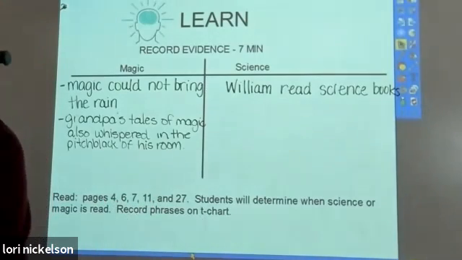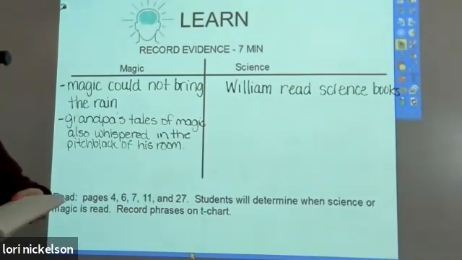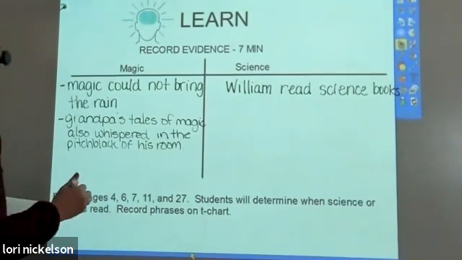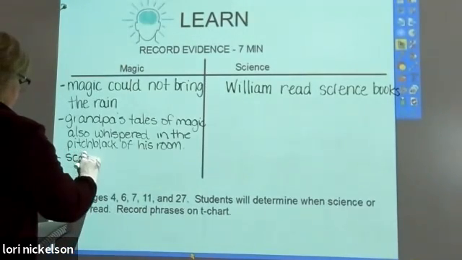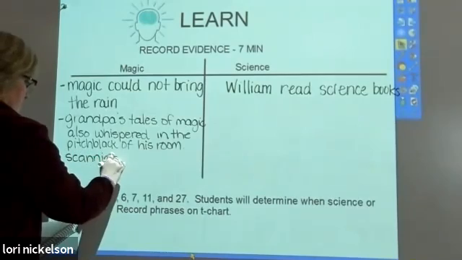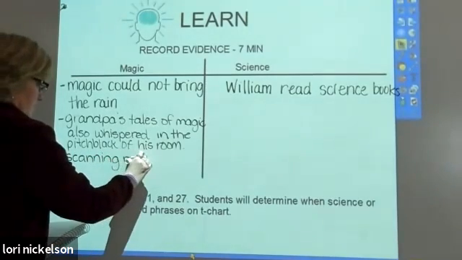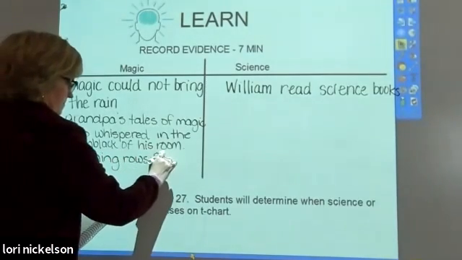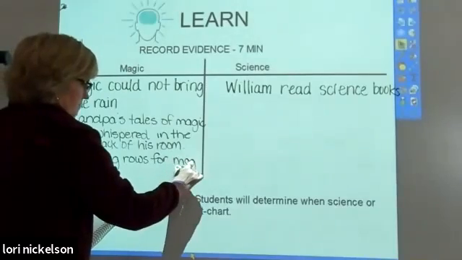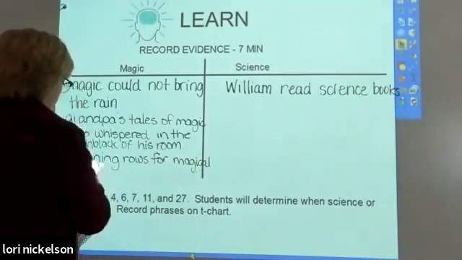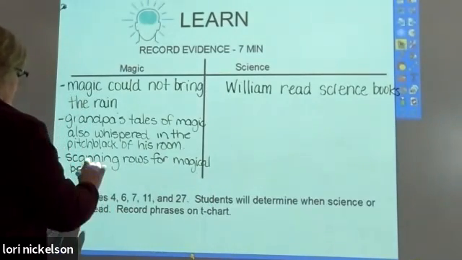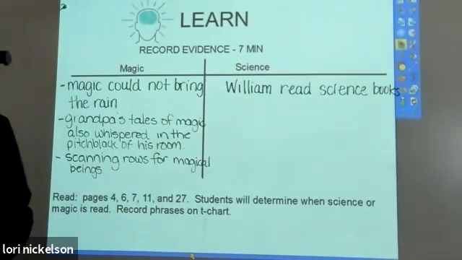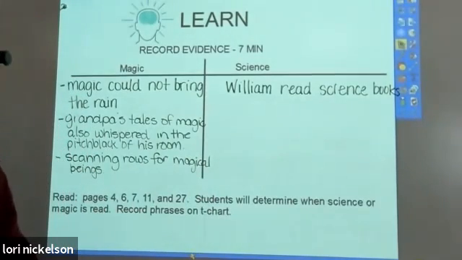So what do you think? Magic or science? It's magic, right? Because he was scanning the rows for magical beans. Great. All right. Let's look at page 7.